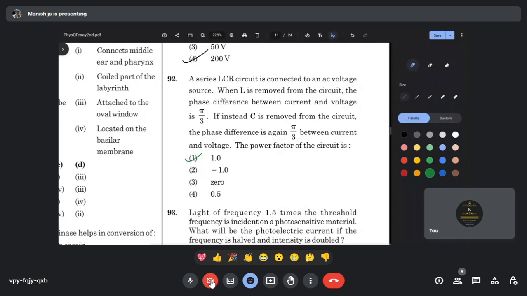So, first one, you would have calculated what is the phase angle for an RC circuit. That is when L is removed. That is the first question. So, when L is removed, that is, the inductor has been disconnected, what happens to your phase? The phase angle is pi by 3. It's already specified in the question. Isn't it? So, what formula will we use?